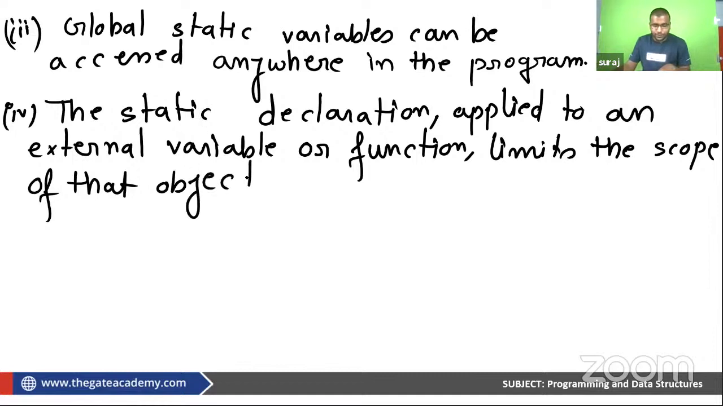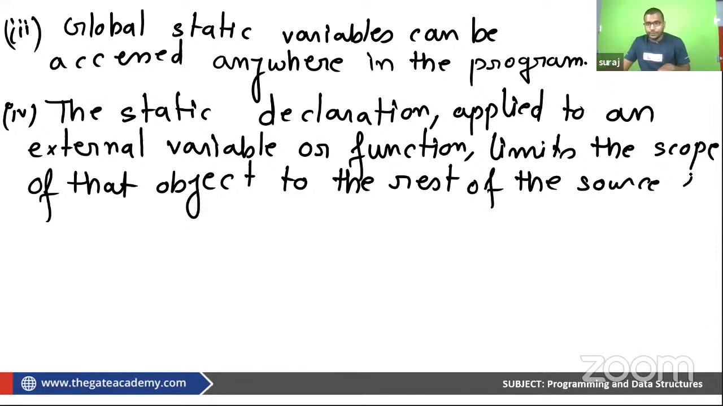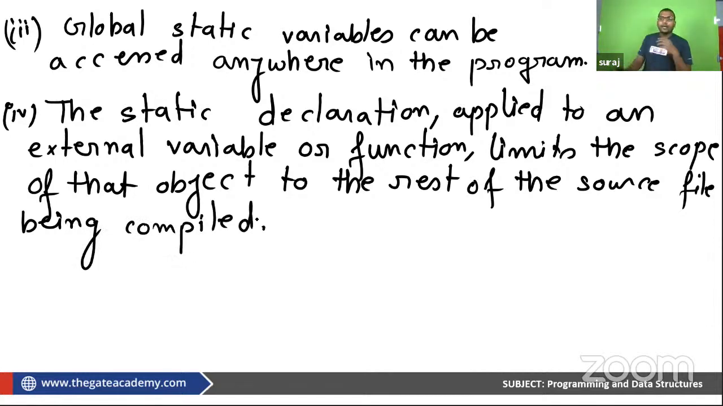So I will write, you just see. The rest of the source file being compiled. See what I am saying here. If you have some global variable, that is an external variable, and you make it static, then you are not going to use it in a different file. So a global static variable is not going to be used in a different source file. So the static declaration applied to an external variable or a function limits the scope of the object to the rest of the source file being compiled.